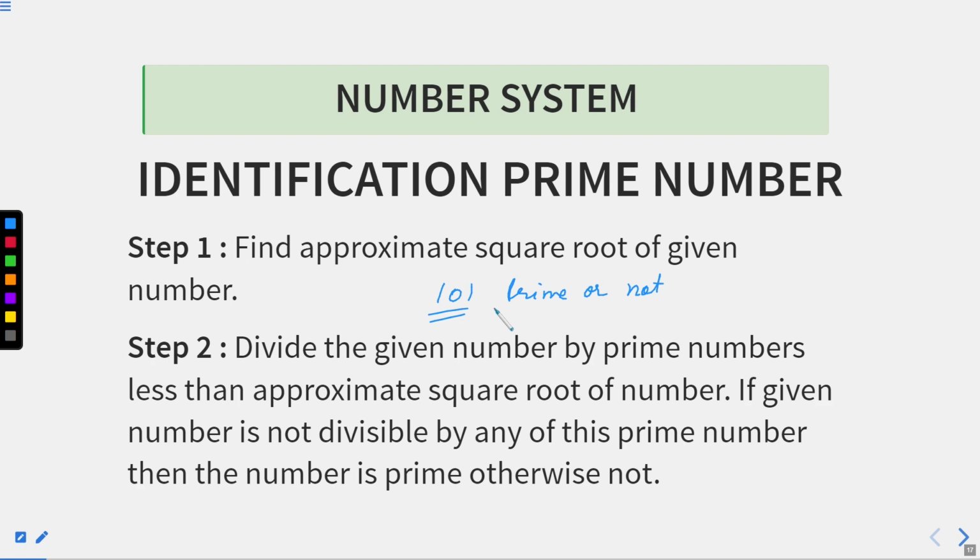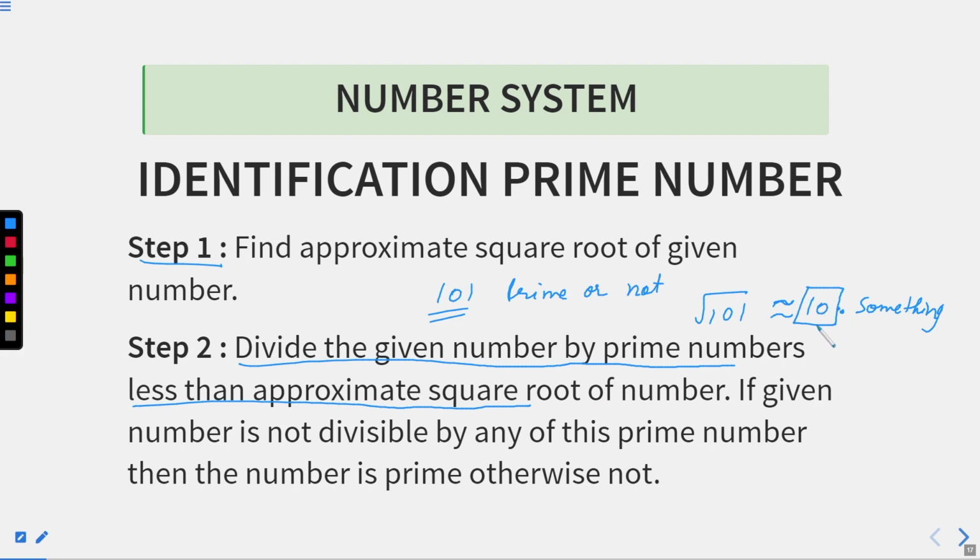So 101. The first step is to approximate the square root. The square root of 101 is around 10 point something. We have to approximate it, so I come to this, that 10. Now divide the given number by prime numbers less than the approximate square root, which is 10 point something.